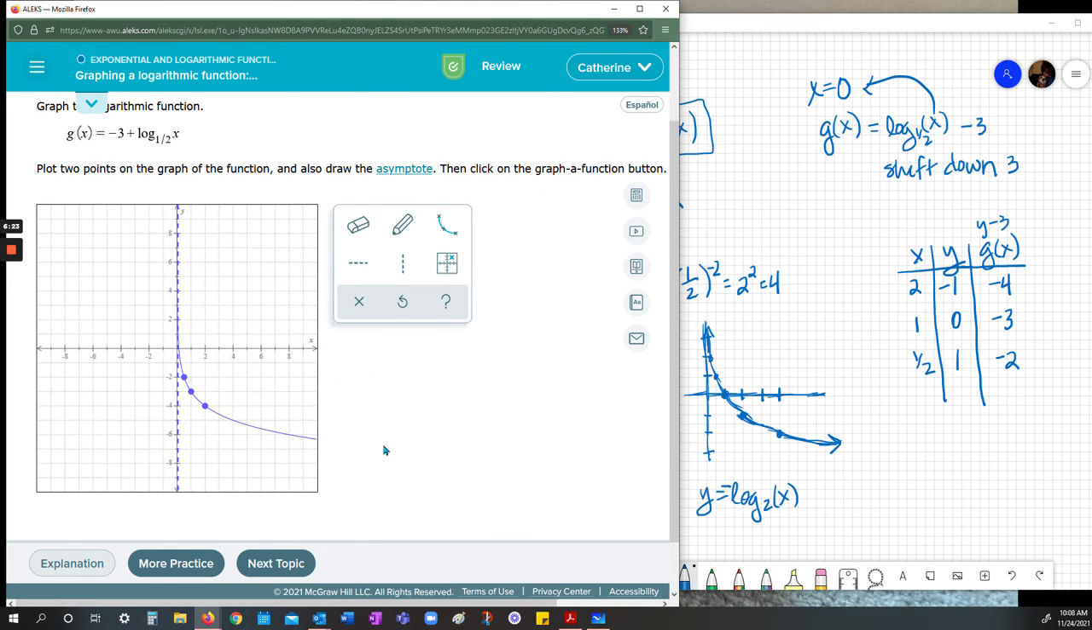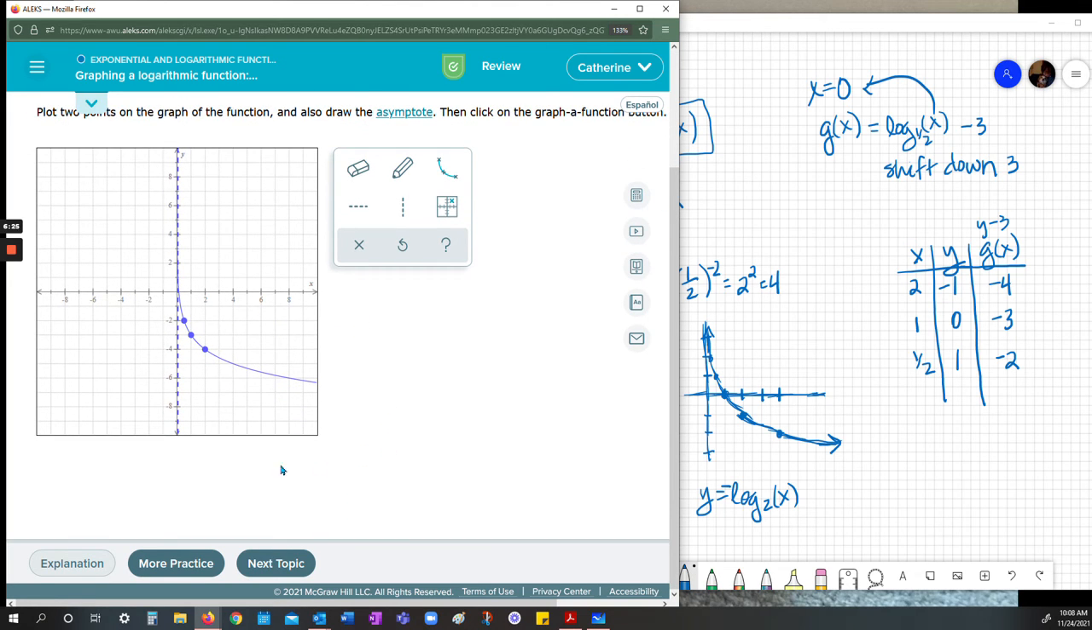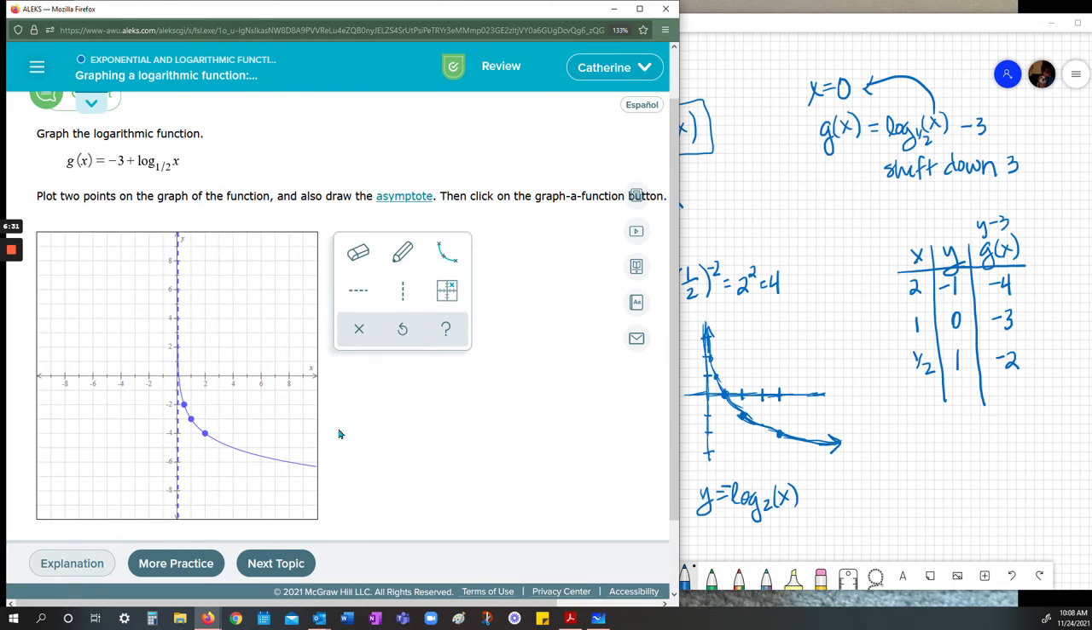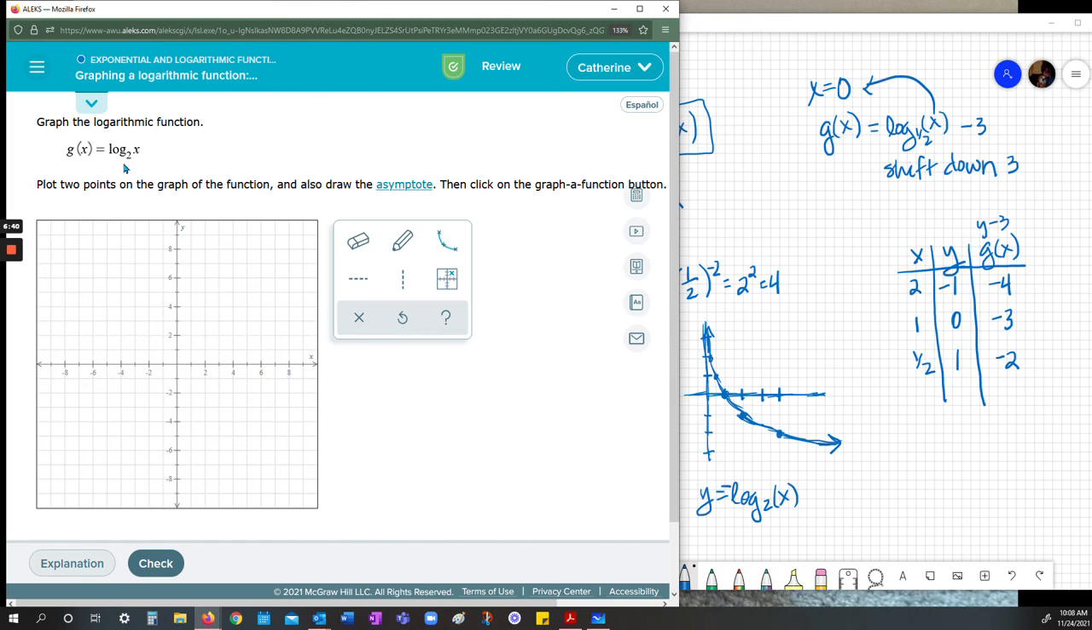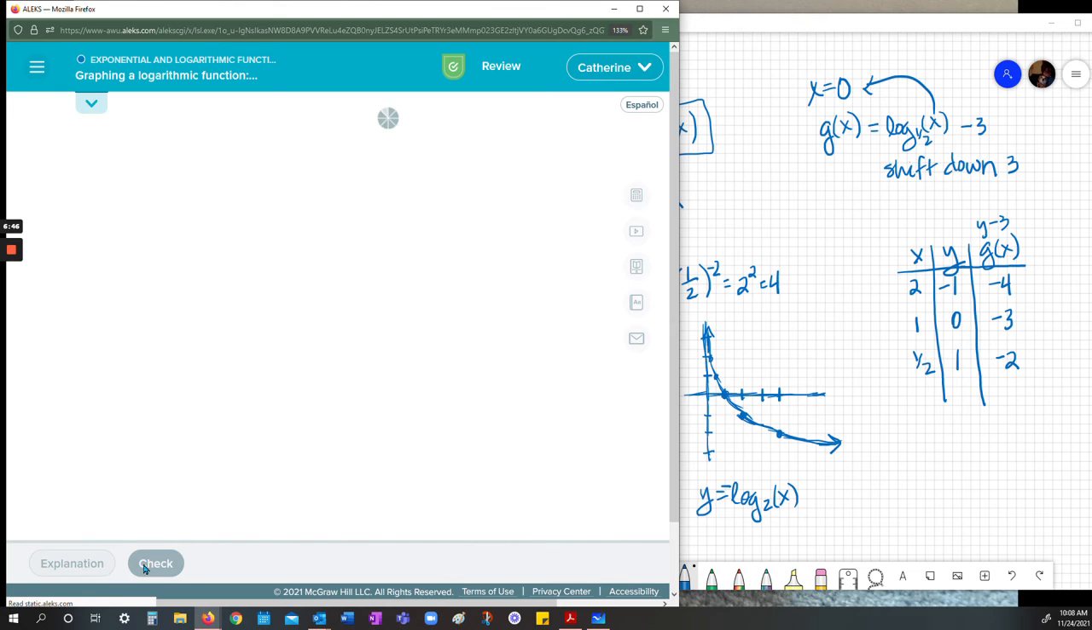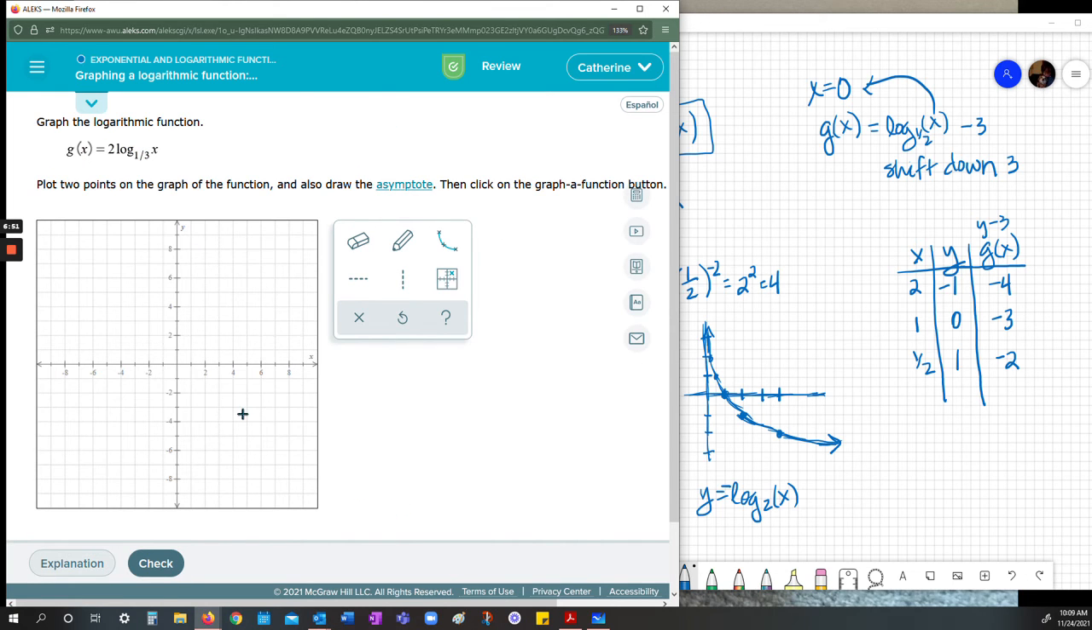All right. And so this one, it didn't ask us to type in the domain and range, but the domain is kind of the usual for a logarithm, 0 to infinity, parentheses on 0. Range is -infinity to +infinity. So let's see if there's maybe another one that is a basic log base 2. I want to see if I can find one. Oh, shoot. Don't check it. Explanation. I'm in review mode, so it's letting me do this.